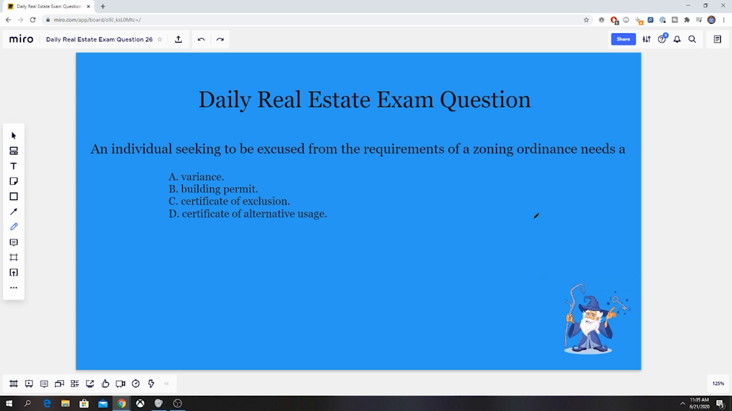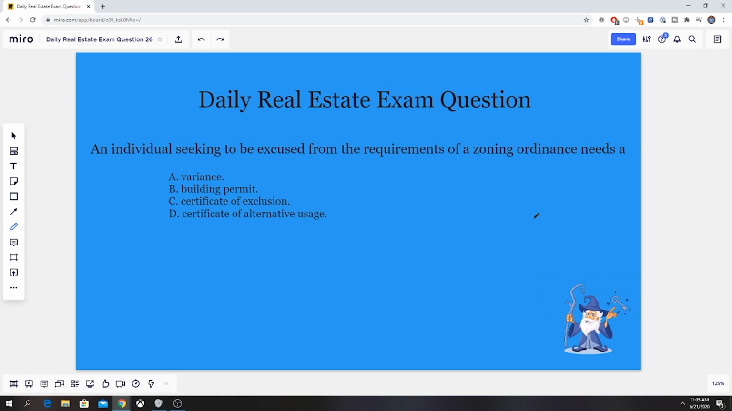Anyways, let's just jump right into it. So today's question has to deal with zoning ordinances. Yes, zoning ordinances, or government powers as a whole. The question states: an individual seeking to be excused from the requirements of a zoning ordinance needs, and it gives us four options. A, variance; B, building permit; C, certificate of exclusion; or D, certificate of alternative usage?